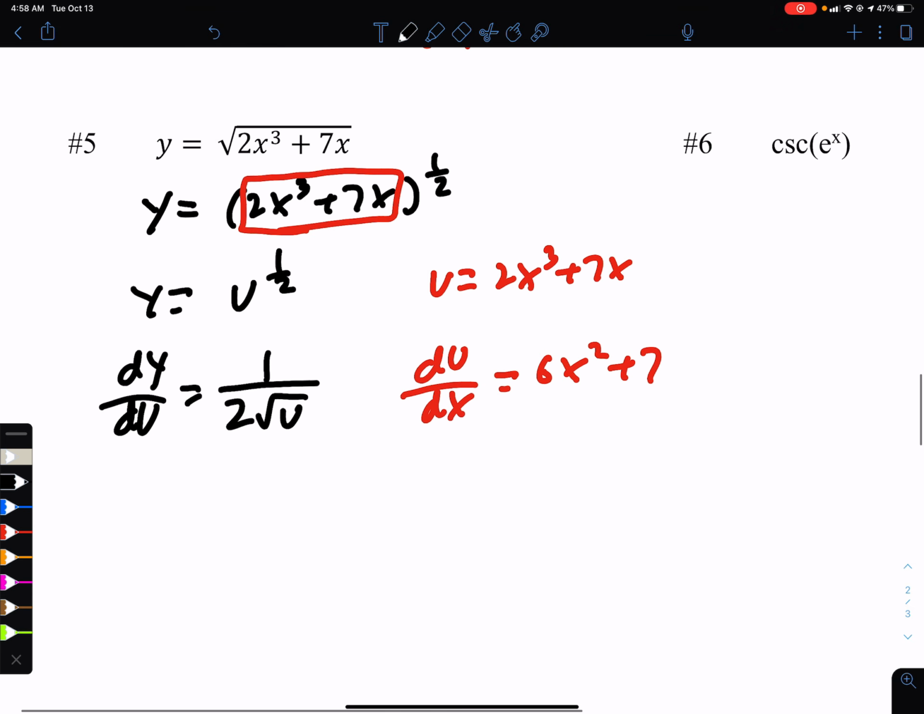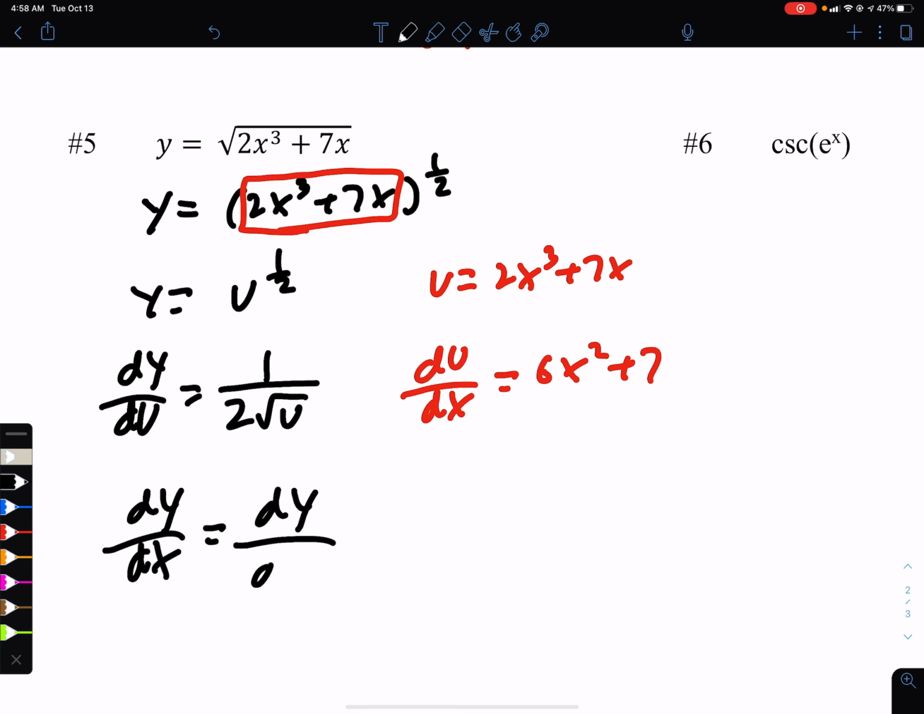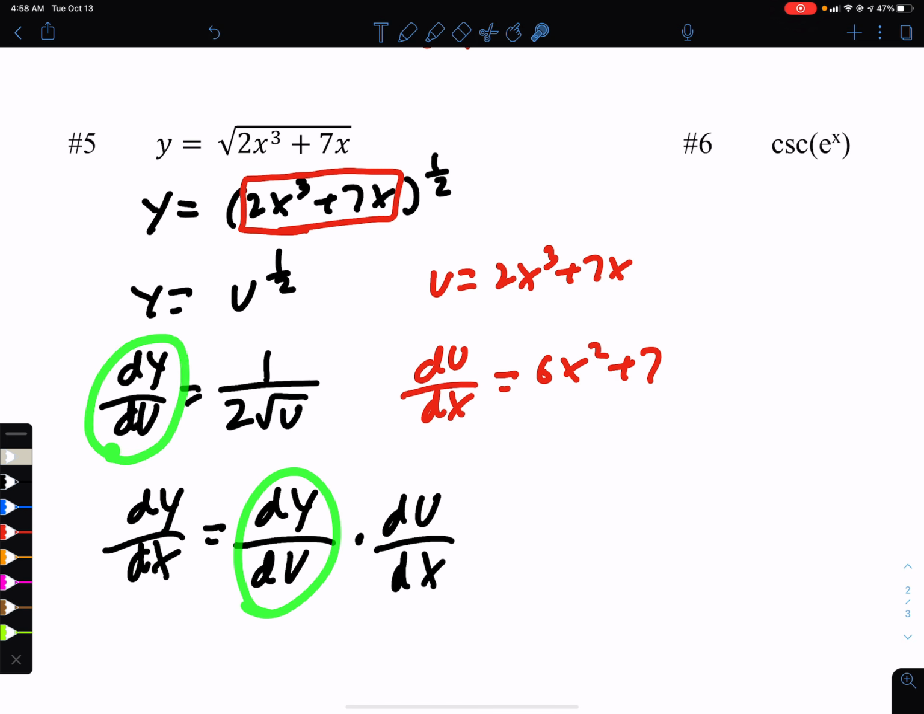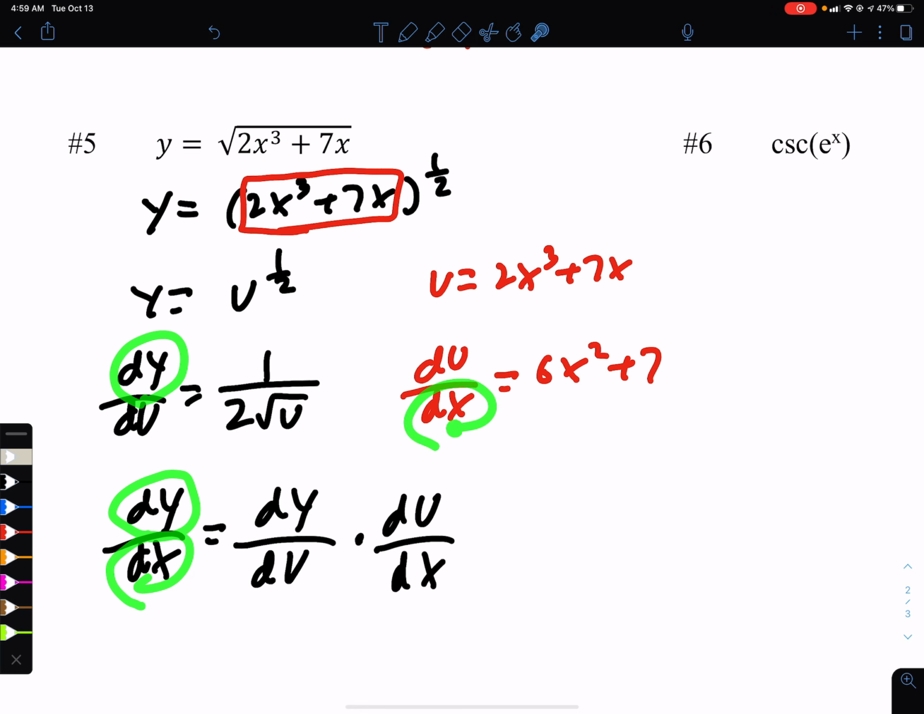And what are we trying to find? Remember, we're trying to find dy/dx. Y, the change in y, over x, the change in x. The chain will be dy/du times du/dx. Again, I have dy/du available, and I have du/dx available. Why in that order? I wanted dy, so there's my dy. I wanted dx, there's my dx. So I have those, and those cancel to get me what I want.